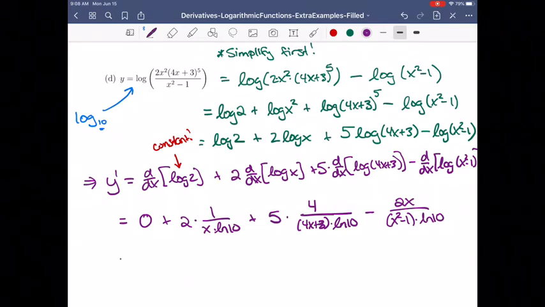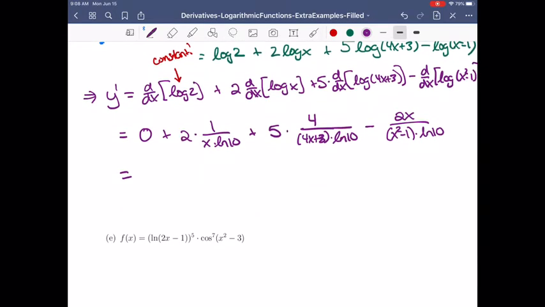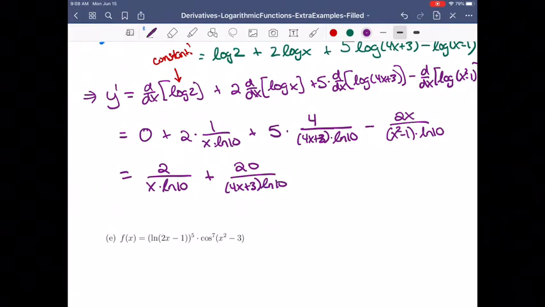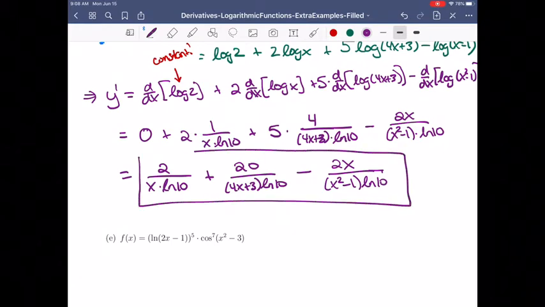Okay, now we could simplify this a bit. So it's going to be 2 over x ln 10 plus 20 over 4x plus 3 ln 10 minus 2x over x squared minus 1 ln 10. Okay, I would just leave it like that. I guess you could factor out a 2 over ln 10, but this is fine.